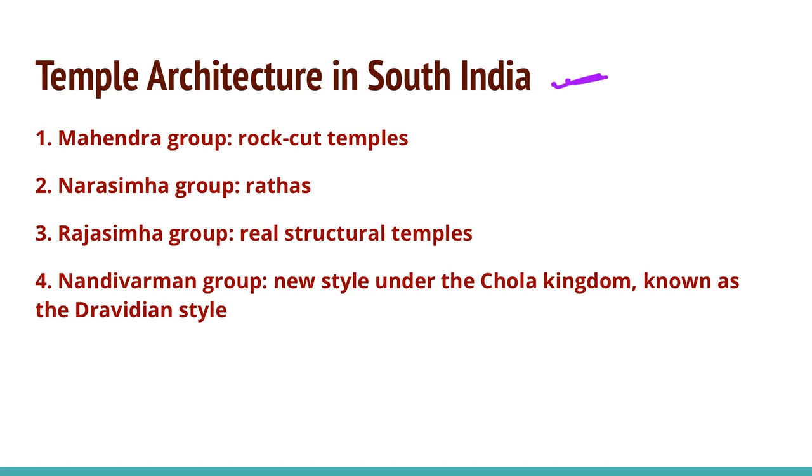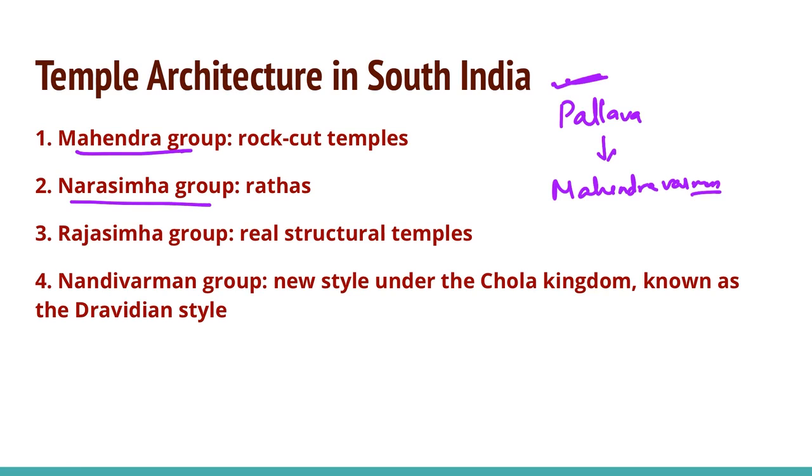The temple architecture in South India began under the Pallava ruler called Mahendravarman, and the temples were developed during the Pallava dynasty. It reflected the stylistic taste of individual rulers, and it can be classified into 4 stages. They are the Mahendra group, Narasimha group, Rajasimha group and Nandivarman group.